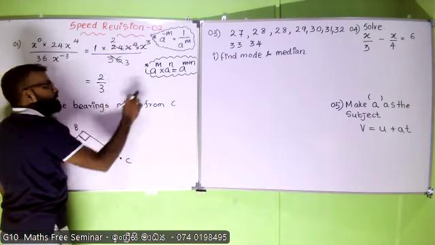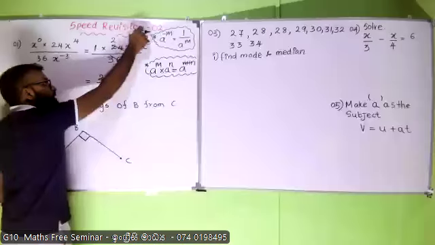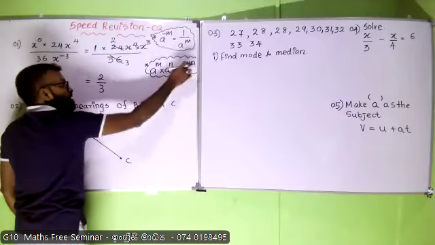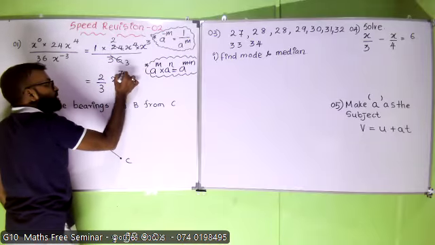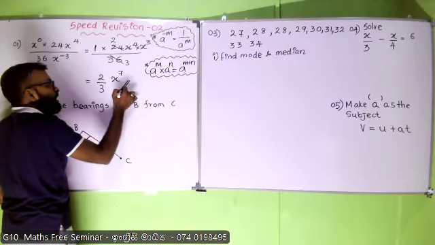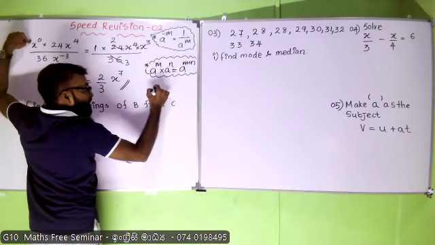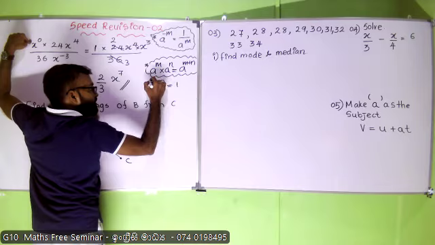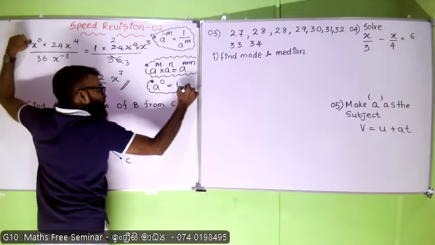X, same base, powers 4 and 3, and then 4 plus 3 is 7, m plus n. So x to the power 7 is the answer. And we have also used x to the power 0, or a to the power 0, which is 1. This is the other theorem that we have used.